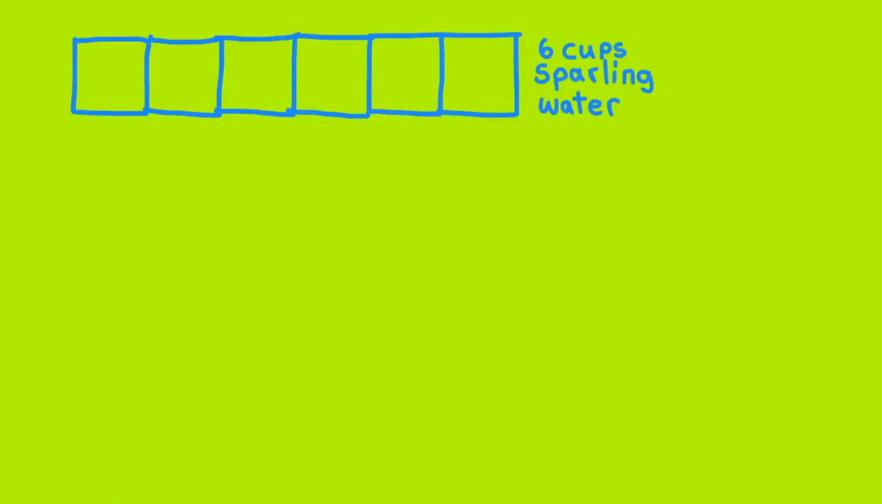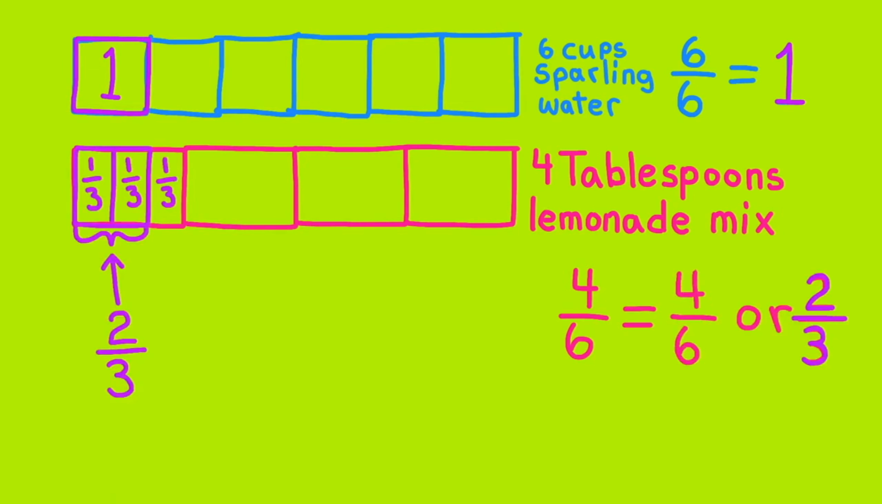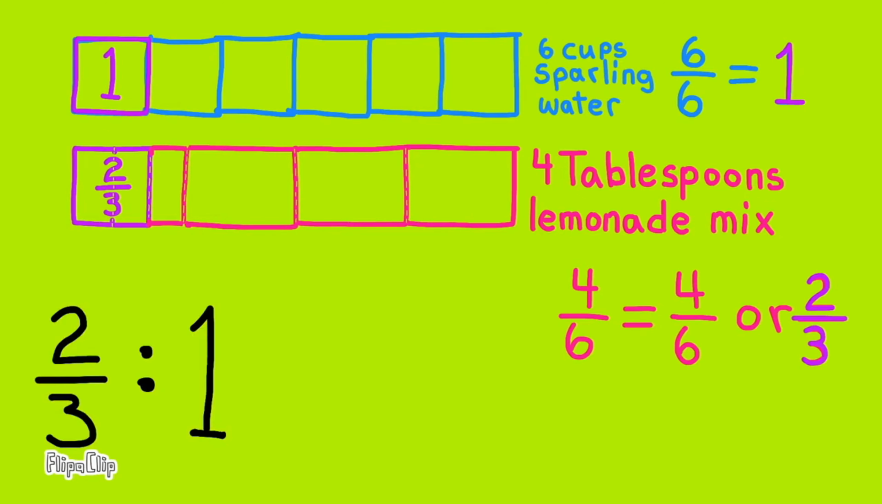This diagram represents 6 cups of sparkling water, and this diagram represents 4 tablespoons of lemonade mix. 6 divided by 6 equals 1 cup of water, and 4 divided by 6 equals 4/6 or 2/3 tablespoons of lemonade mix. The ratio would be 2/3 tablespoons of lemonade mix to 1 cup of water.